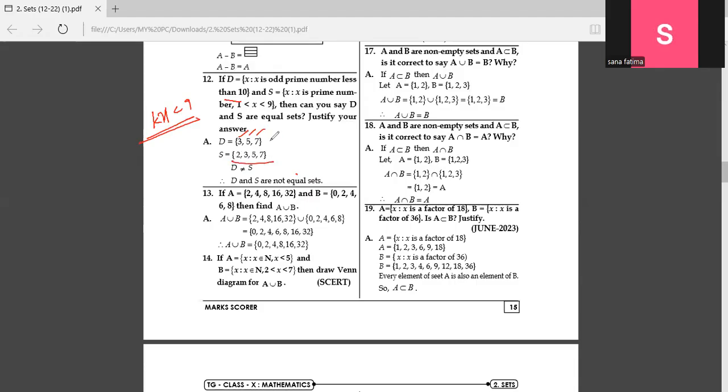After that, see whether they are equal sets or not. When you observe, 3 is there, 3 is there, 5 is there, 5 is there, 7 is there, 7 is there, but 2 is not there. Equal set means all the elements should be there. Sometimes the arrangement can be different, but all the elements should be there. But here 2 is not there. In the X set, 2 is extra. Therefore, it is not an equal set.